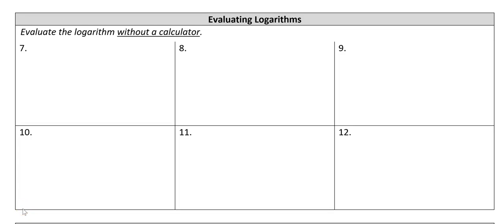All right, now that we've looked at converting between the forms of logarithms and exponentials, we're now going to actually evaluate logarithms, and we're going to do this without a calculator. So this is all mental math. On number 7 here, we're going to figure out what the log base 4 of 64 is. Your brain should be thinking, this is asking me 4 to what power equals 64.